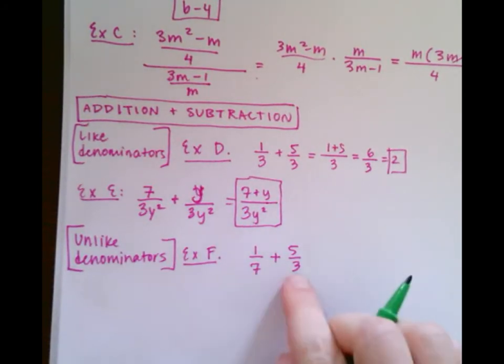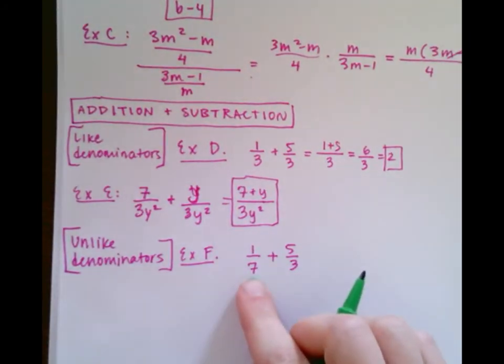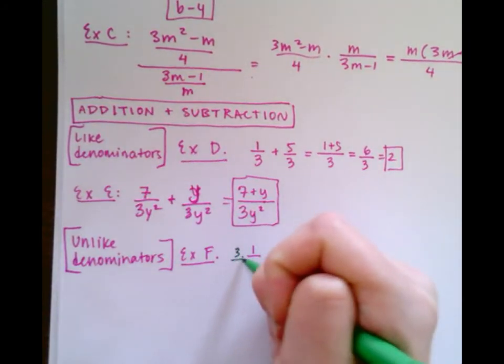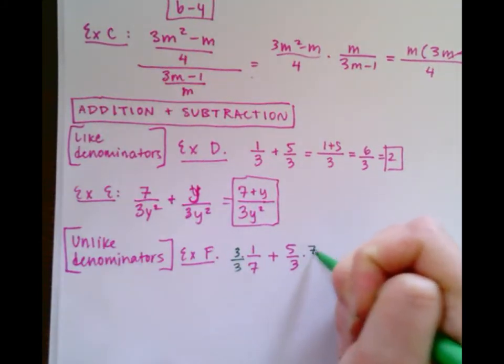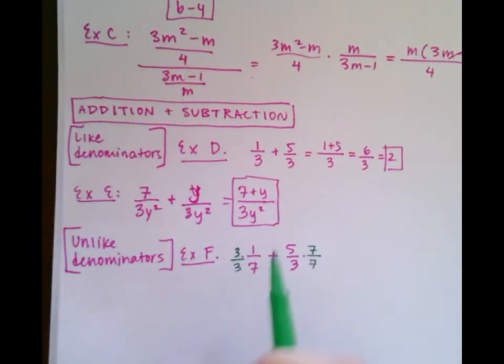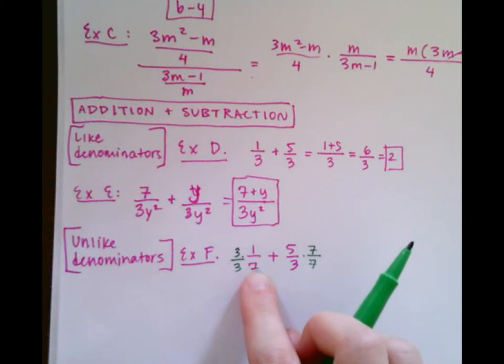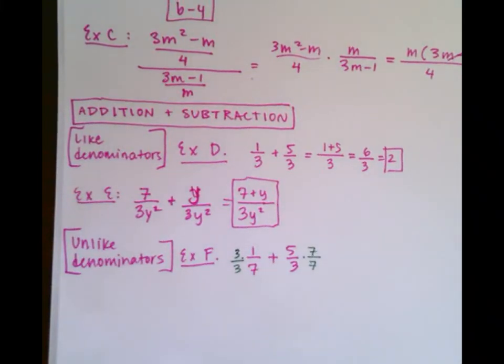So if I have 7 and 3, they don't have any factors in common. So the easiest thing to do to get the least common denominator would be to multiply top and bottom here by 3 and top and bottom here by 7. Worst case scenario, if you're not sure what to multiply by, you can always multiply one by the denominator of the other, and you'll end up getting the same thing in both places.